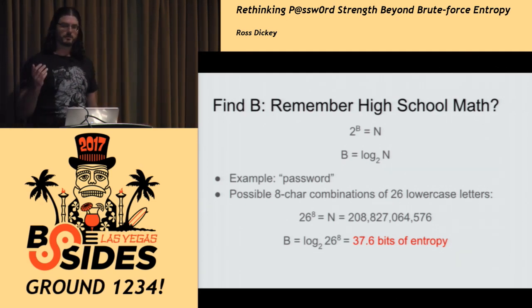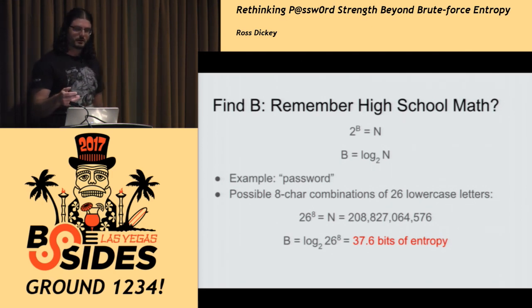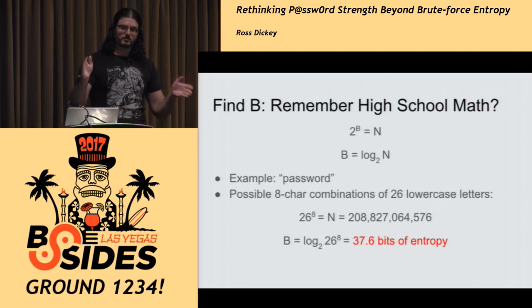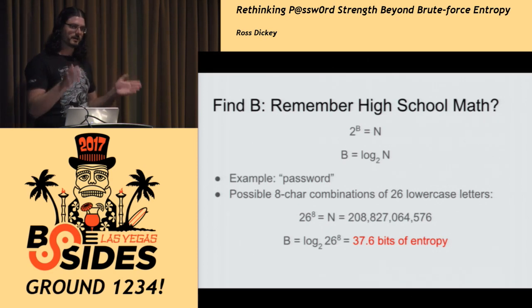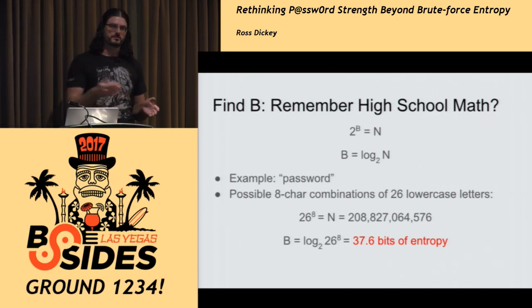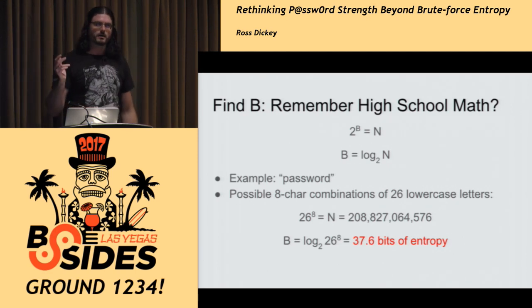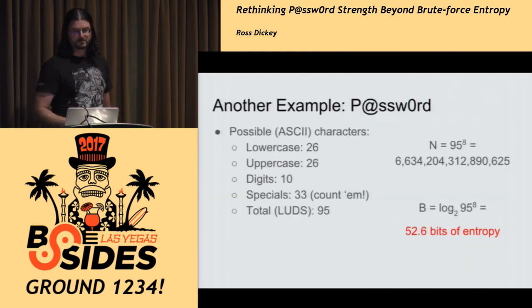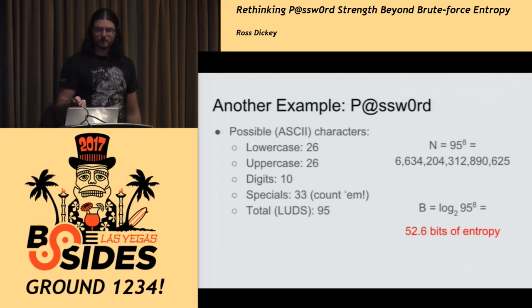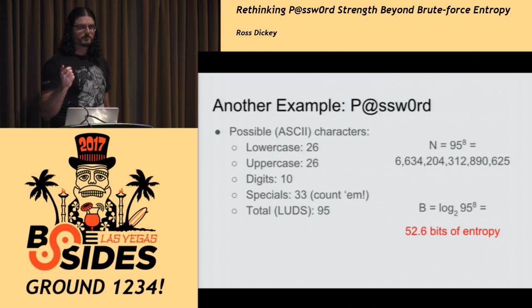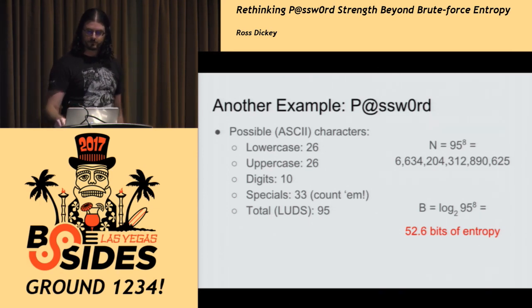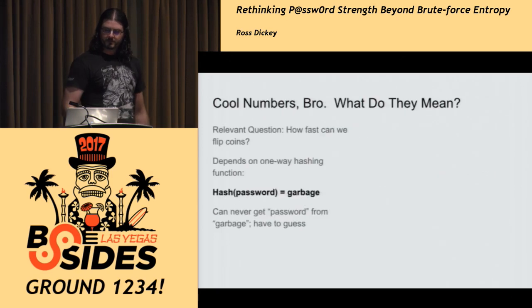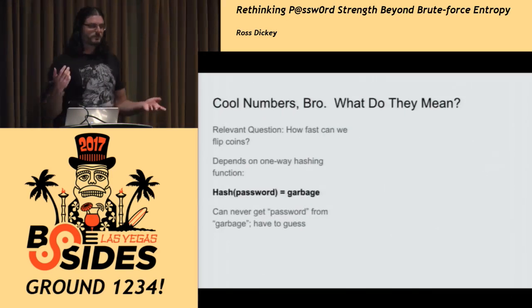If you remember from high school math, you have a thing called a logarithm. So you do the base 2 log of n, which is the number of possible combinations. As an example, password: there's 8 characters, 26 lowercase, 26 to the 8th is 200 billion or whatever, and that gives us 37 bits of entropy. Another example, P@ssw0rd, or however you say it, 96 possible characters in that whole range of classes. 96 to the 8th is whatever that number is, and so you've got 52 bits of entropy.